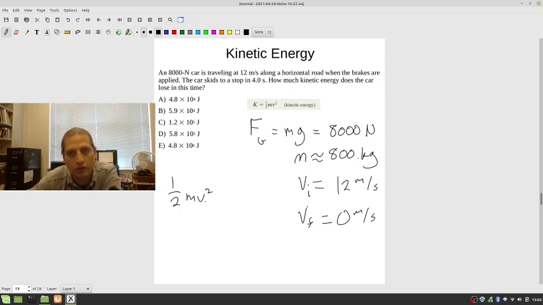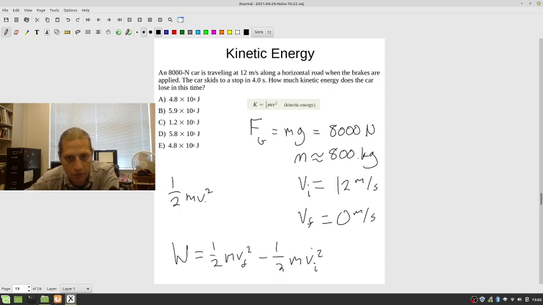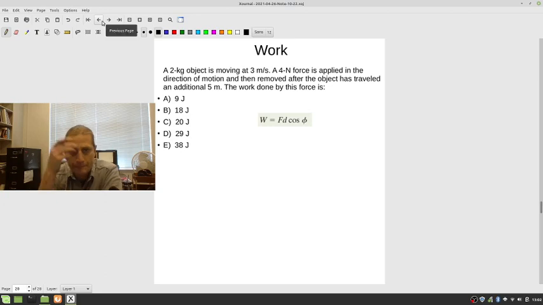Of course, if you're interested in how much it loses, you're going to get a negative number if you take your work equals 1/2 mv final squared, which would just be 0 because the v final is 0, minus 1/2 mv initial squared. So this would be the negative work that's been done on the car by the road. So that's the simplest idea of kinetic energy, just 1/2 mass times speed squared.